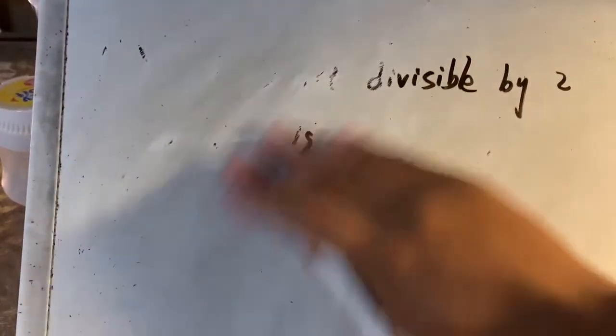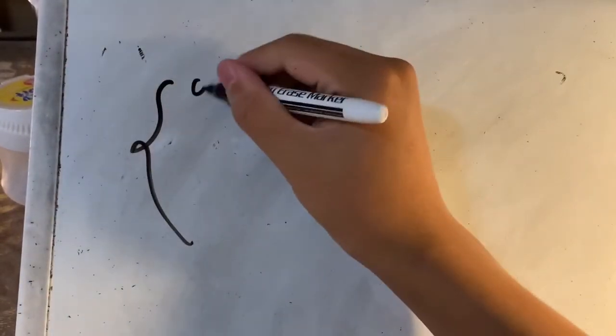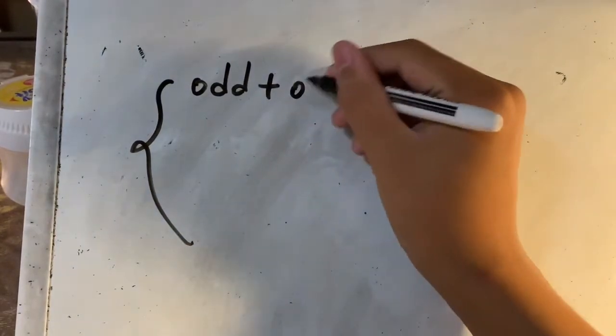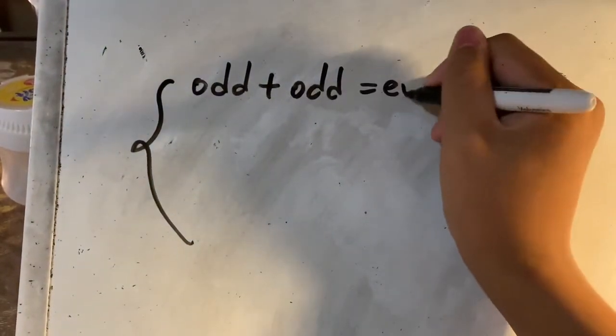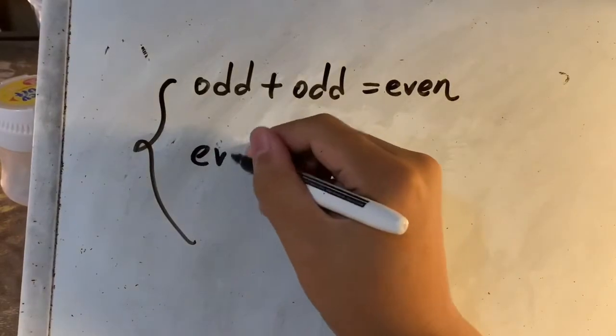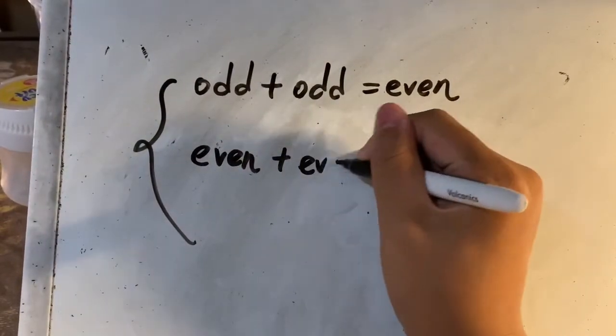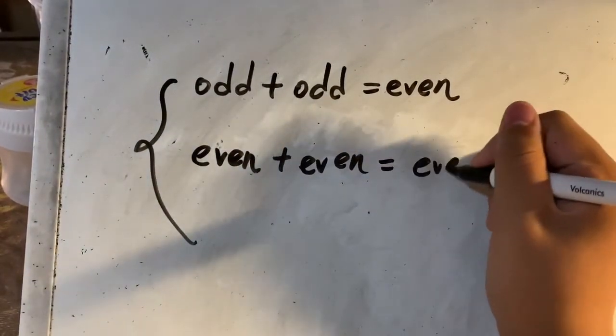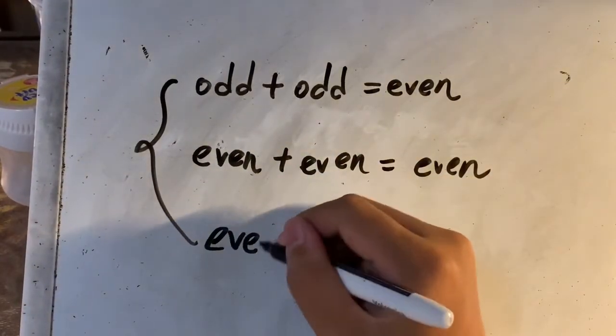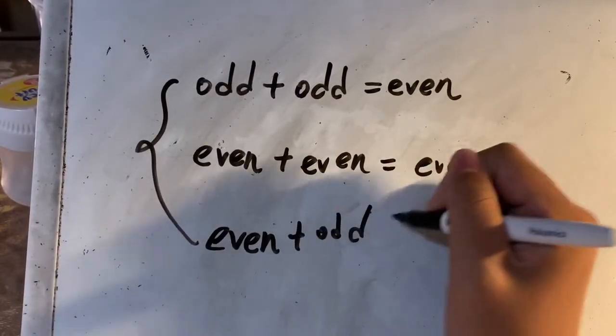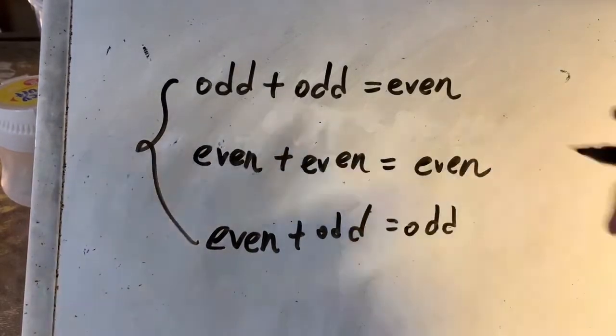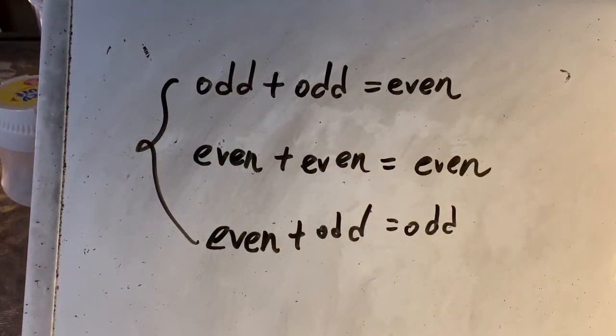So now let's talk about some theorems. Some fundamental theorems. Odd plus odd is even. Even plus even is even. Even plus odd is odd. Well, how do you remember this? Well, you can just take a number and try it, and you will remember them.